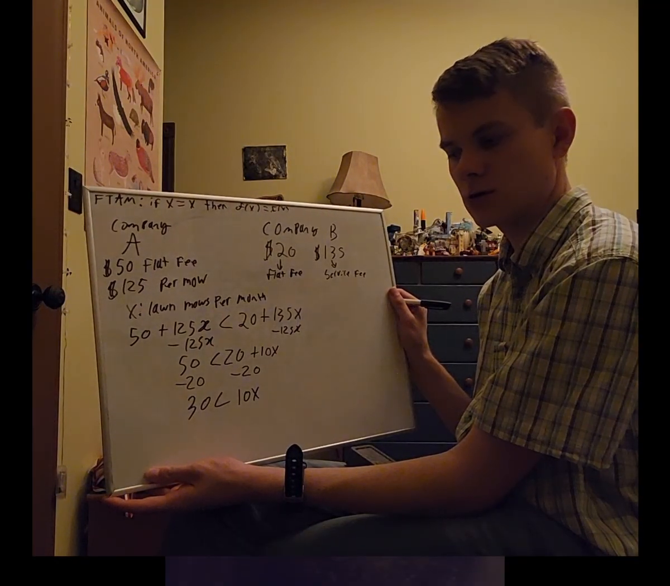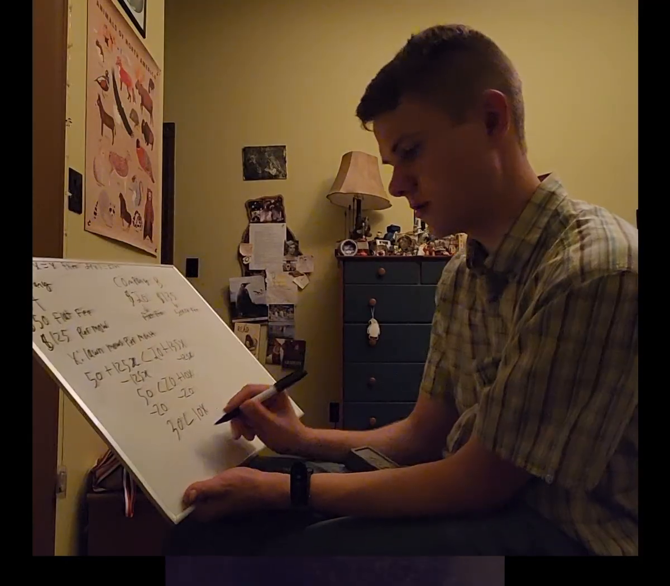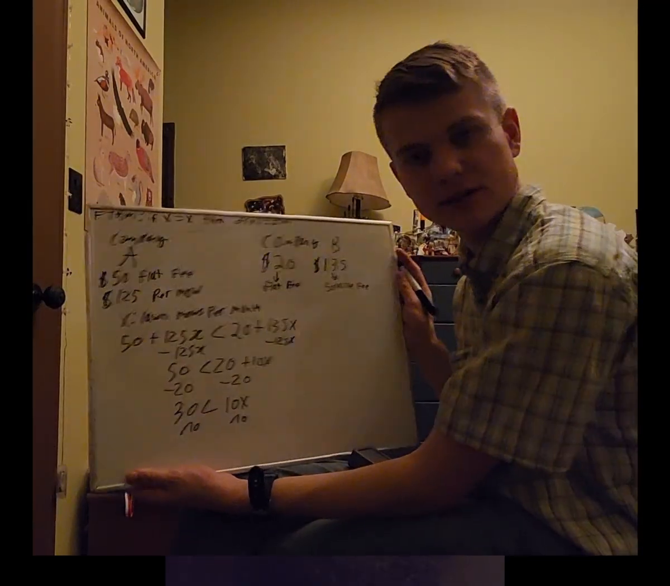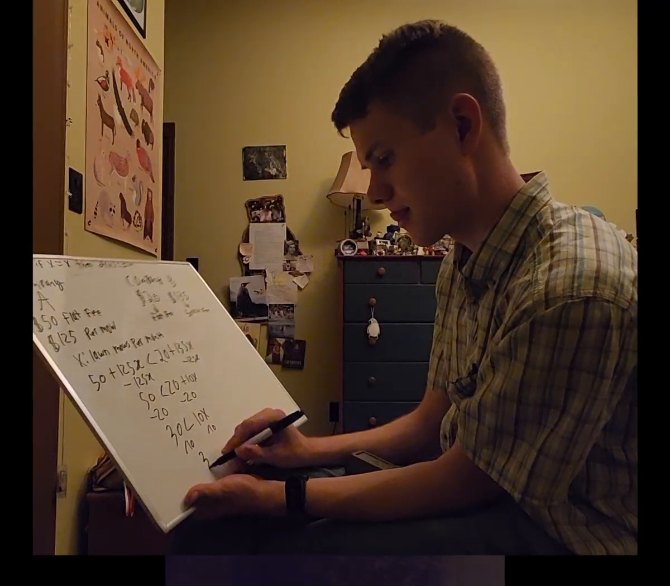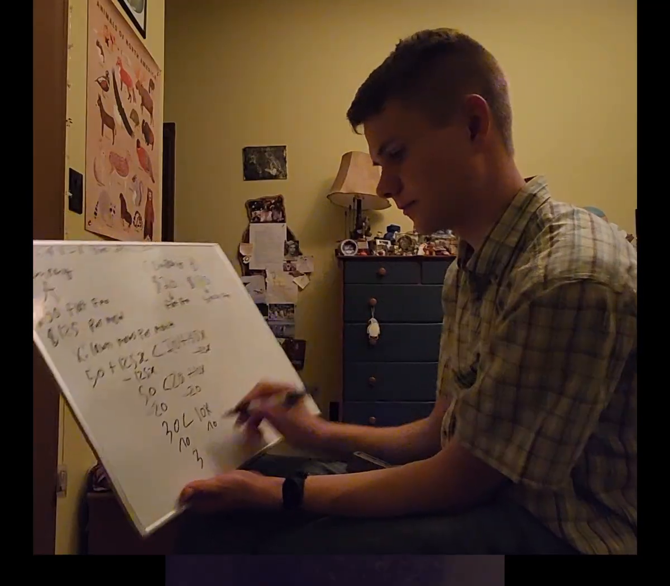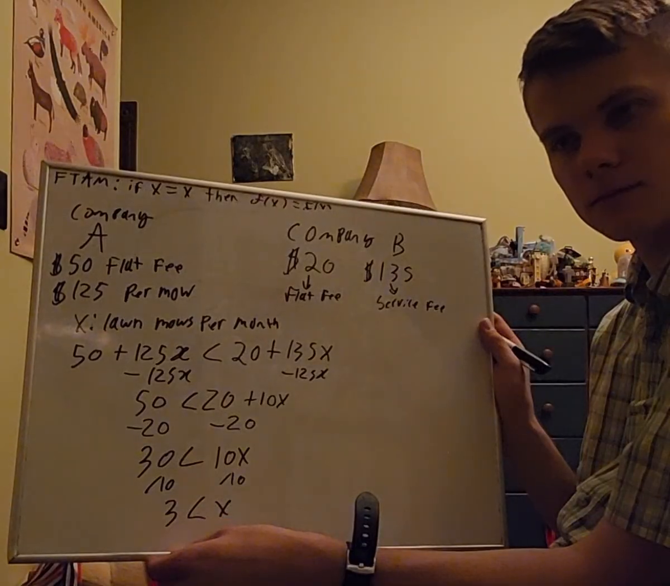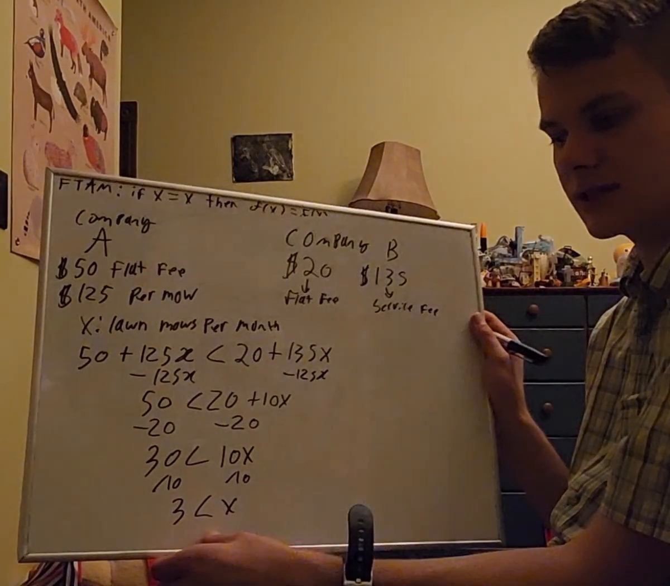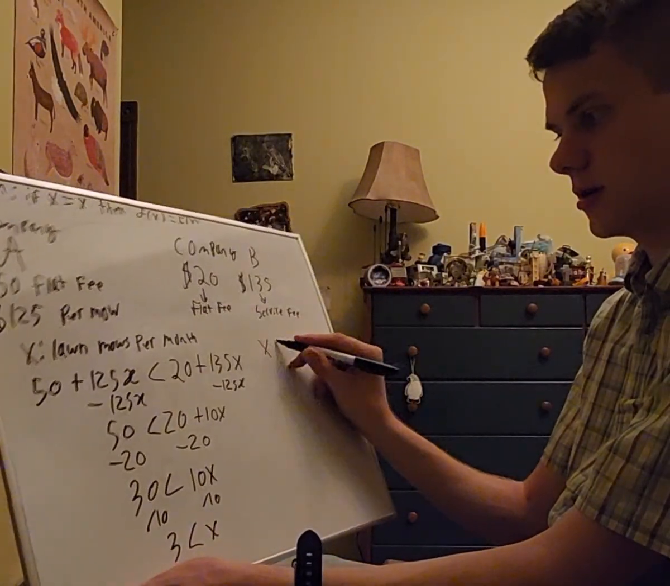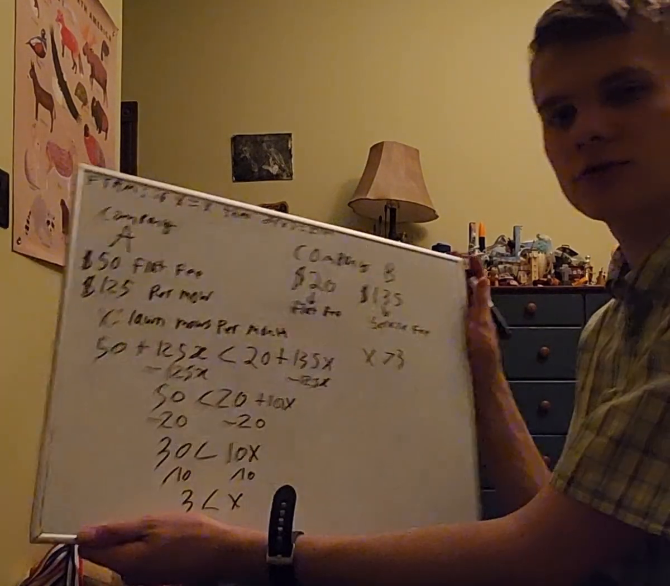Okay, so divide both sides by 10. 30 divided by 10 is 3, and 10x divided by 10 is just x. So we get 3 is less than x, or x is greater than 3. So what does it tell us?